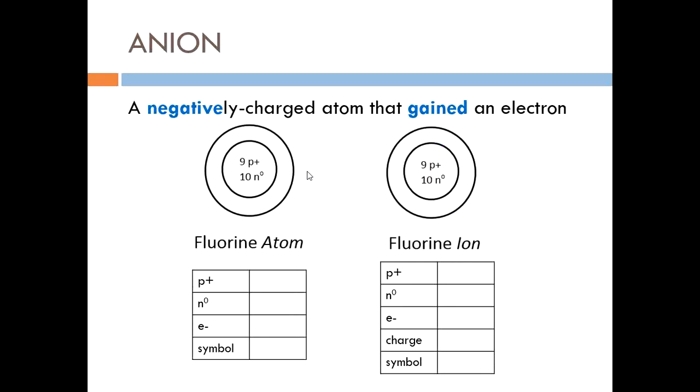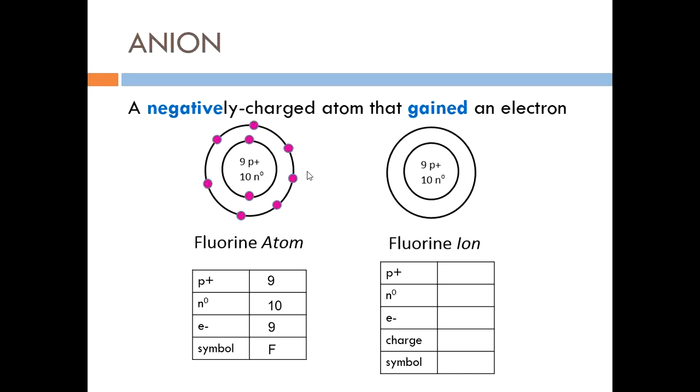An anion is a negatively charged atom that gained an electron. So let's take a look at the neutral fluorine atom. A neutral fluorine atom has 9 protons, 10 neutrons. And if it has 9 protons in a neutral fluorine atom, it will also have 9 electrons. And the symbol for fluorine is F, capital F.